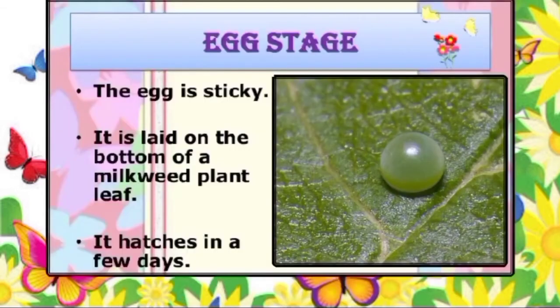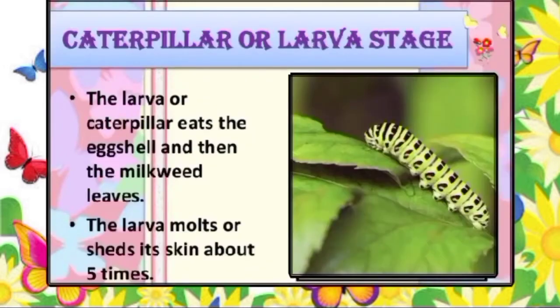First stage, egg stage. The egg stage usually lasts 3 to 7 days, but this can vary quite a bit among different species of butterflies. So the egg is sticky and it is laid on the bottom of a milkweed plant leaf, and it hatches in a few days. Next stage is caterpillar stage.